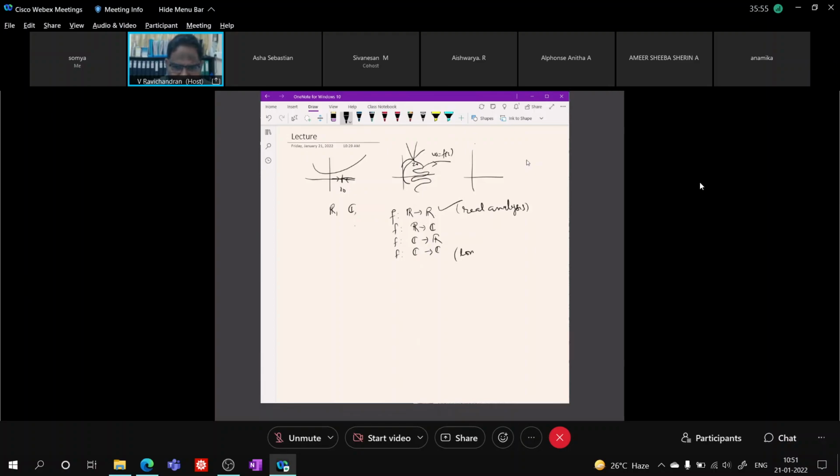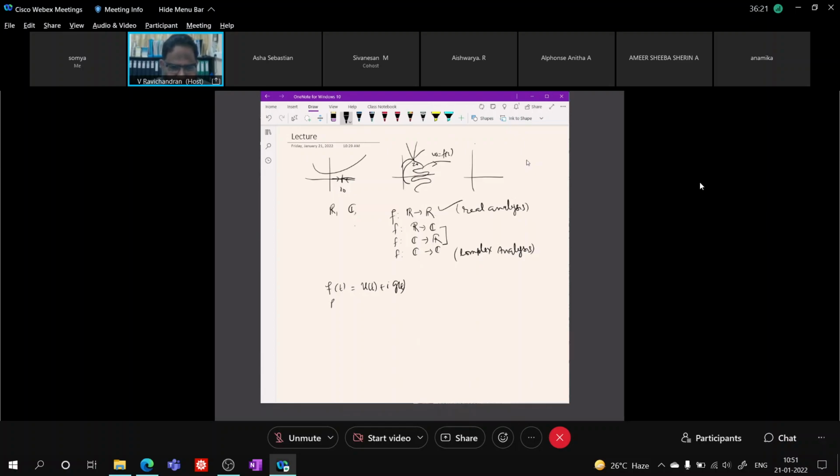This is the one which we will be studying in complex analysis. There are two other cases. One is the complex valued function of a real variable. Such a function will take a real variable t, and f of t will be a complex number. You may get u of t plus i times g of t and so on.